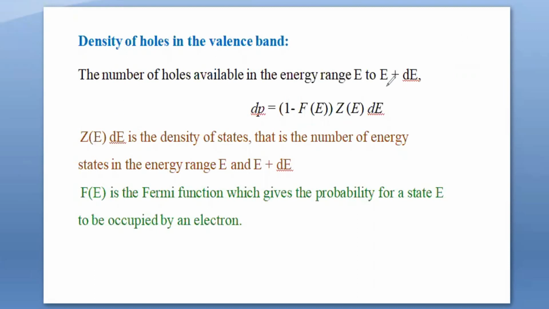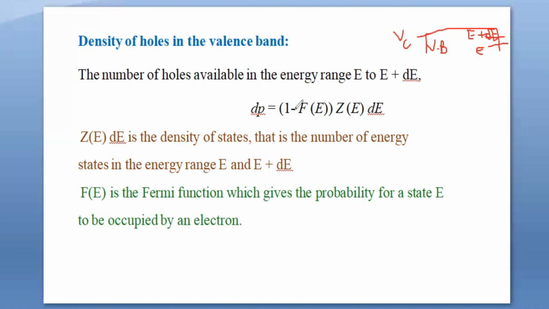Similarly, how we have taken for the electron, here in the valence band let us take a small energy range dE, from energy E to E plus dE. So a small energy range we are taking here in the valence band. The highest energy level in the valence band is E_V. Already we have seen that in the previous class. So the number of holes is given with the expression dp, where p represents the holes.